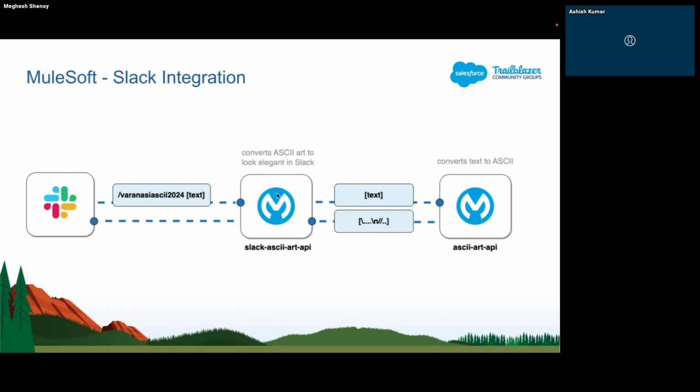So what we do is we send the text to my Slack ASCII art API, which is developed using MuleSoft. Then the text would again be sent to an ASCII art API, which would convert the text to ASCII and send it back to my Slack ASCII art API, which would now send the data back to my Slack, right? I know it's a bit confusing, and that's why we have created this.